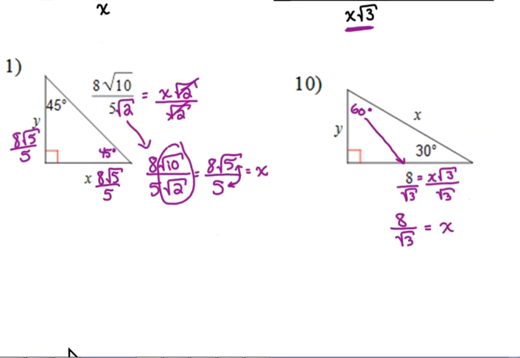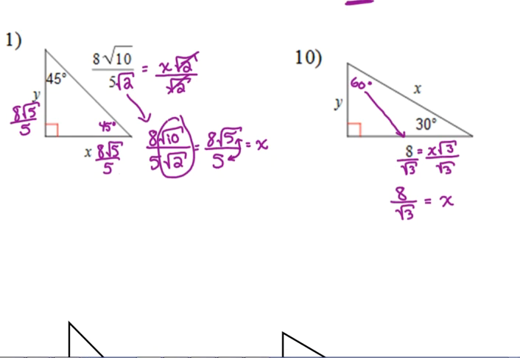Now, we do not leave square roots in the denominator, so we have to rationalize. We multiply top and bottom by the square root that was in the denominator, the square root of 3. In the top, you can't multiply things that are under a square root and things that aren't under a square root, so we just leave that as 8 times the square root of 3. In the bottom, you can multiply square roots by square roots. You multiply what's under the square root. 3 times 3 is 9, and the square root of 9 is 3. So that is our value of x.